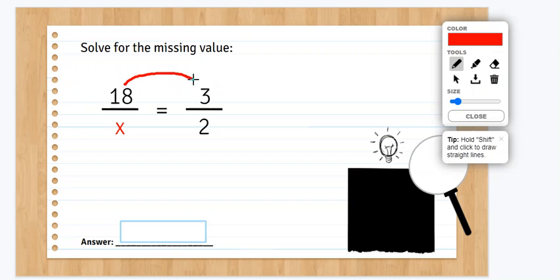So to get from 18 to 3, I'm looking at what I would multiply or divide by. To go from 18 to 3, I'd have to divide by 6. 18 divided by 6 is 3. So I can apply that same rule, and it will have to be true for the bottom as well. Whatever number x is, if I divide it by 6, I have to get 2. So what value for x would I have to divide by 6 and get 2?